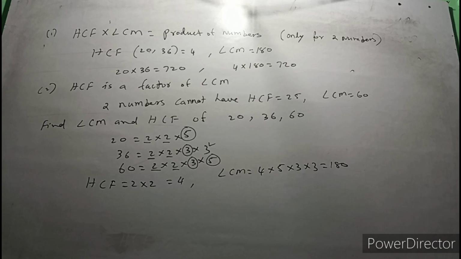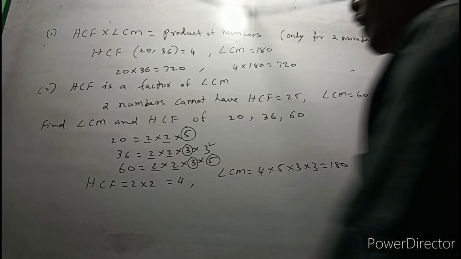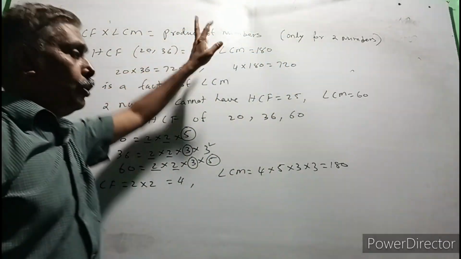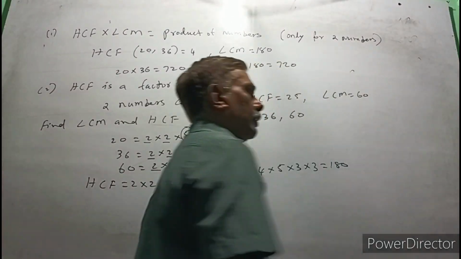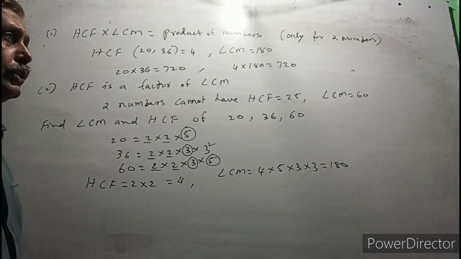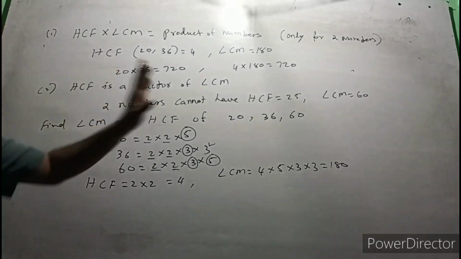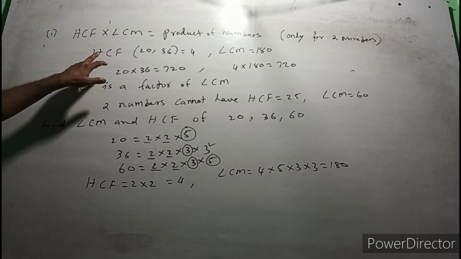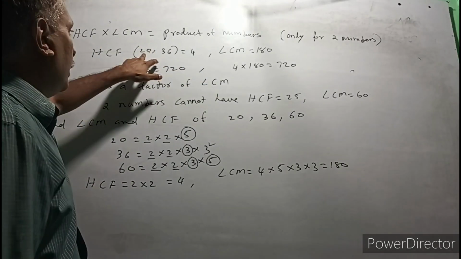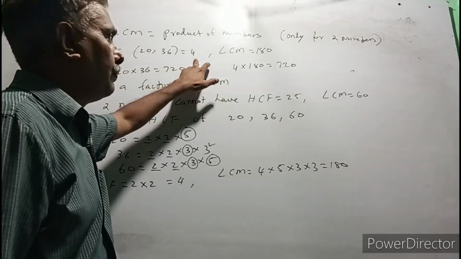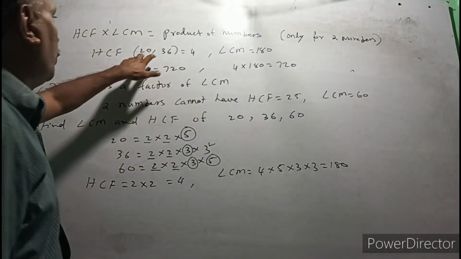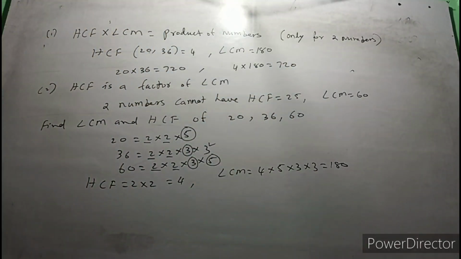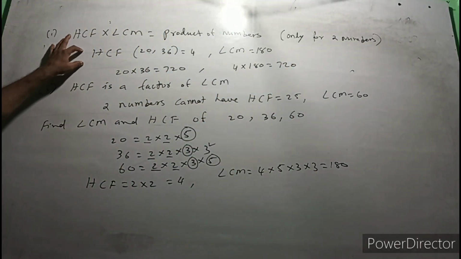Now let us see some importance of this HCF and LCM. You see that for two numbers, HCF into LCM is equal to the product of the numbers. It is only for two numbers, not more than two numbers. For 3 numbers it is not necessarily possible. In some cases it may be, but not in all cases. So here you see, we just wrote that HCF of 20, 36 is 4. LCM is 180. You may see that 20 into 36 is 720 and 4 into 180 is also 720. So that is one of the important things for two numbers.